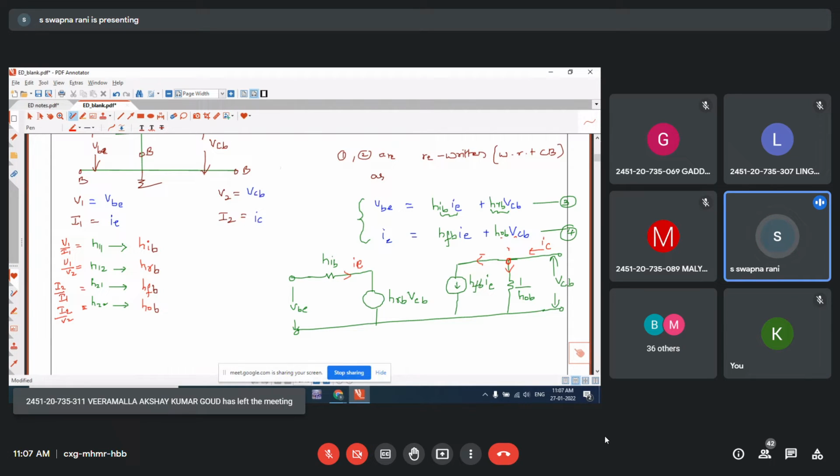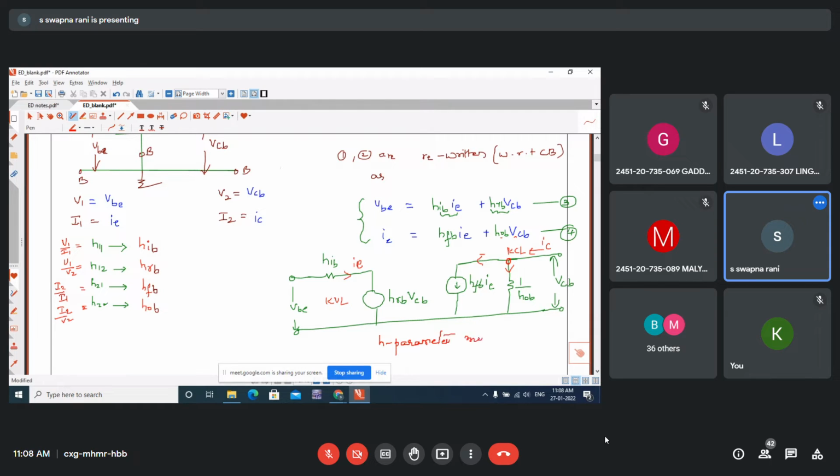So applying KCL at this node, we will get second equation. Applying KVL to the input loop, we will get first equation. This is the H parameter model of common base. So very important model of common base. Similarly, you can draw the H parameter model for common emitter and common collector. If you have any doubt, please let me know.